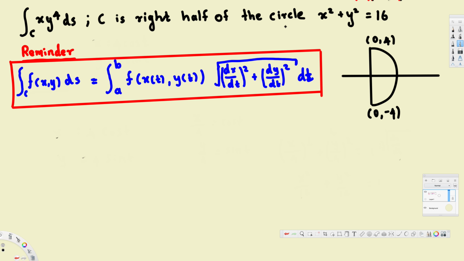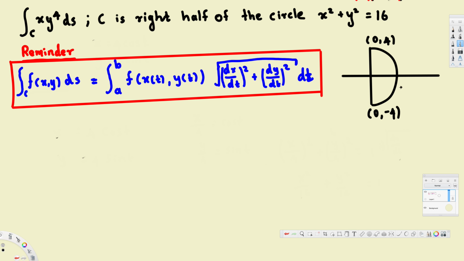Now let's look at this half of the circle equation. Since they have mentioned the right half of the circle, we have this half of the circle right here. On the negative y-axis we have negative 4, and on the positive y-axis we have 4, because if you look at the equation, x square plus y square is equal to 16. So we know that the radius of the circle is going to be 4. That's why we have negative 4 and positive 4.